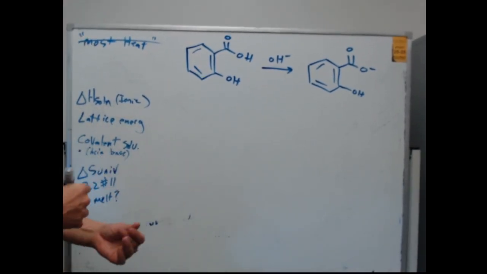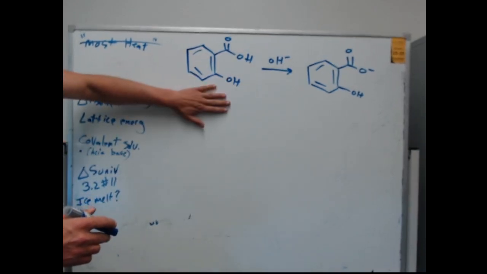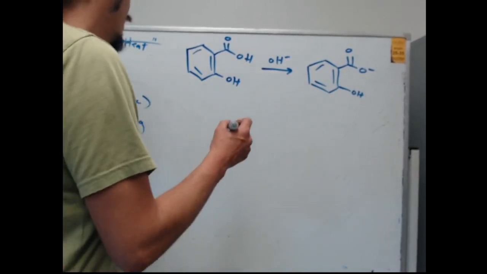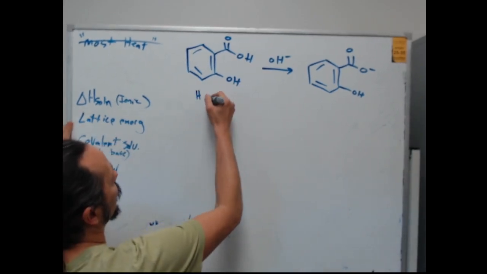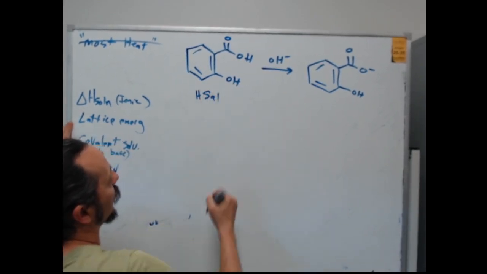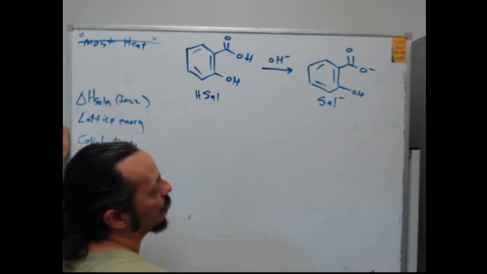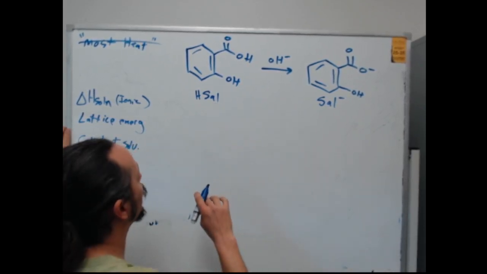So here's our 2 structures. And what we want to do is, okay, so we've got this as one option, or if we throw a base on it, we become this. So I'm going to call this H-sal, and I'm going to call this sal minus, just for abbreviations when I make my table. But we need the Lewis structures to understand what's going on.